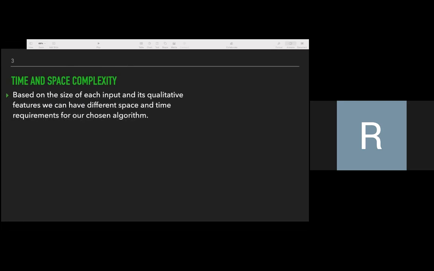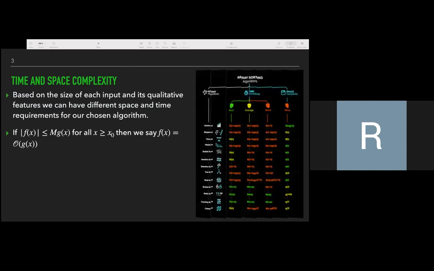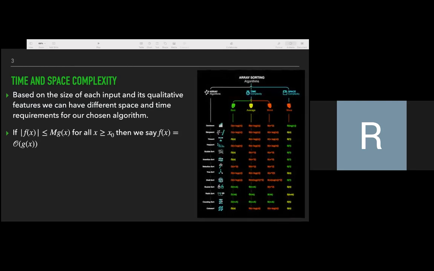Here's a quick overview of time complexity. Based on some algorithm and the size of each input, we can have a function that dictates how many steps we need based on the size of the input. This is the big O notation. Here we have the sorting algorithms that were previously shown, with the time complexity in the middle, and there are best, average, and worst cases depending on the qualities of the input, such as whether it was nearly sorted or not.